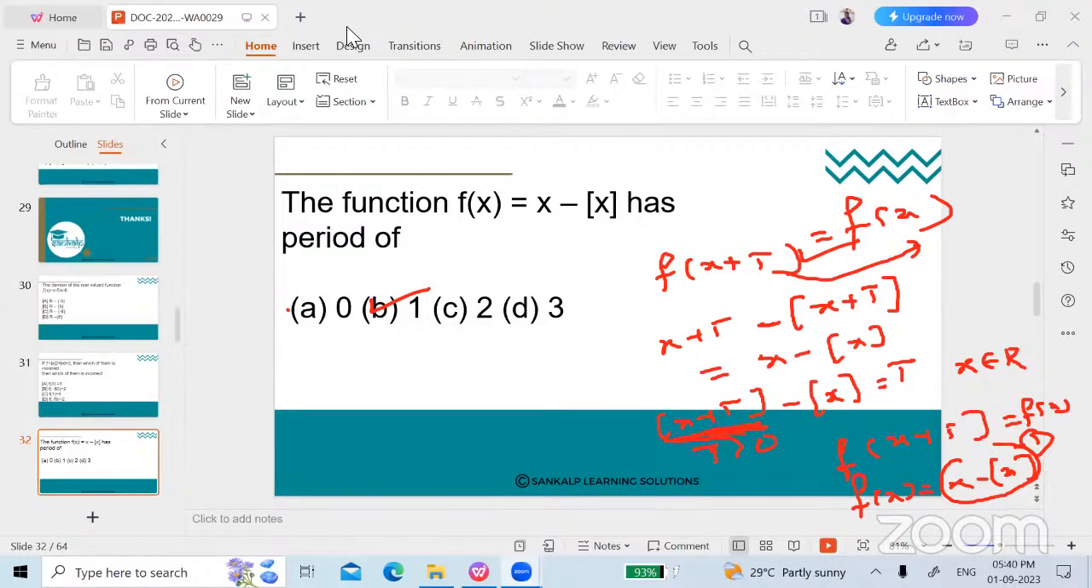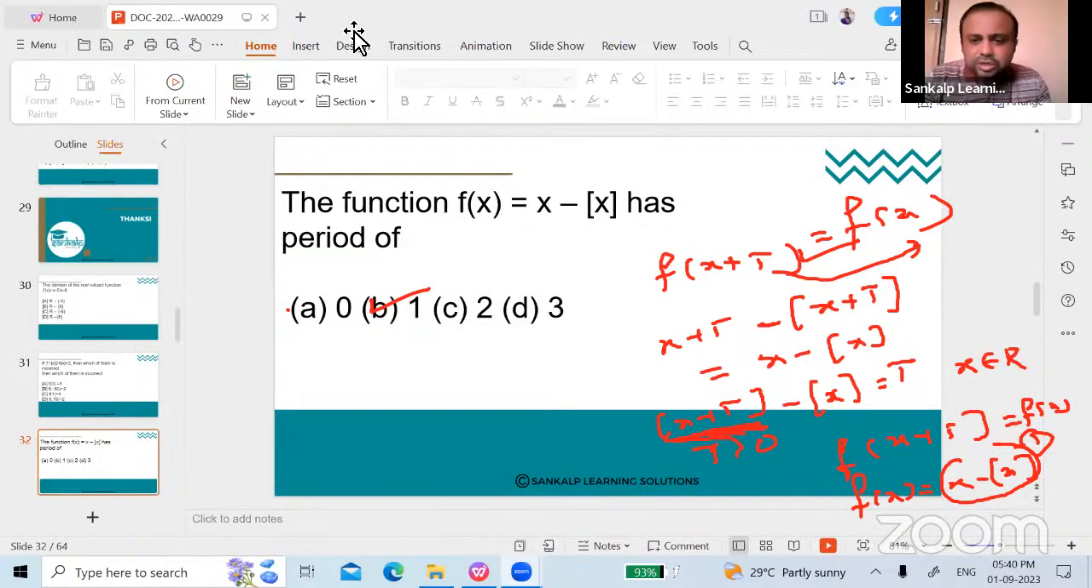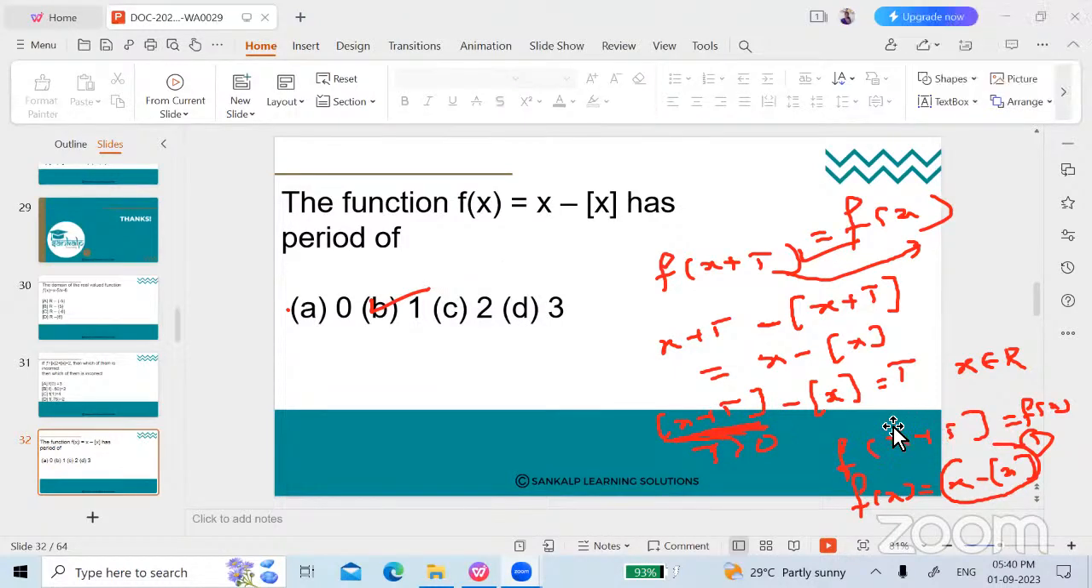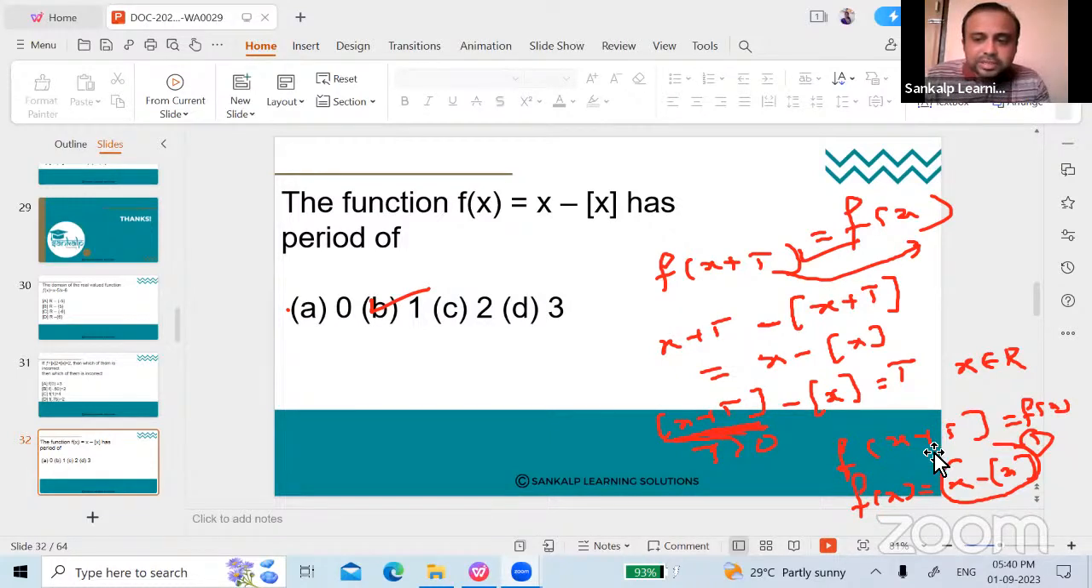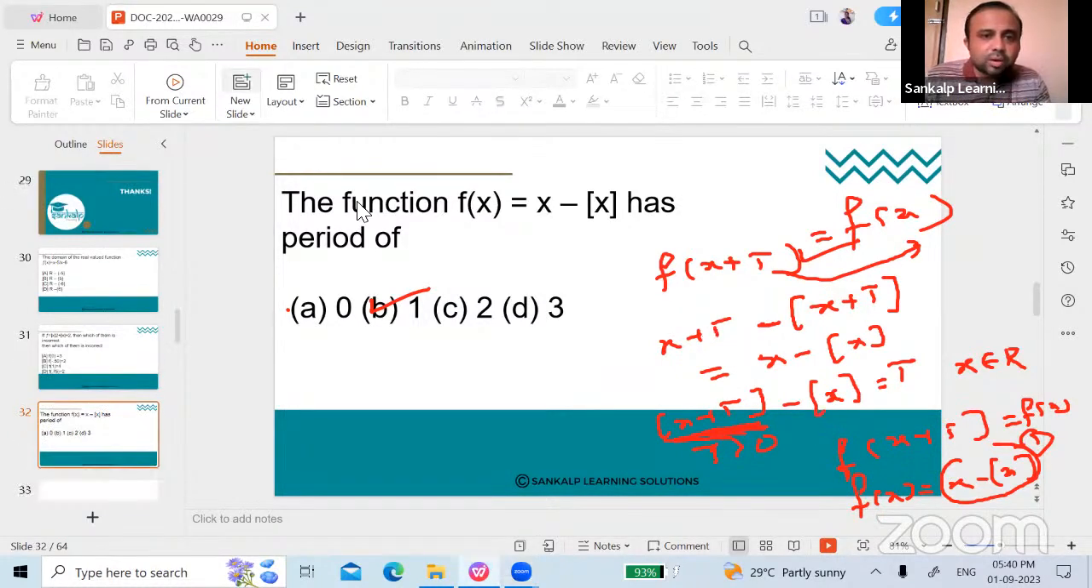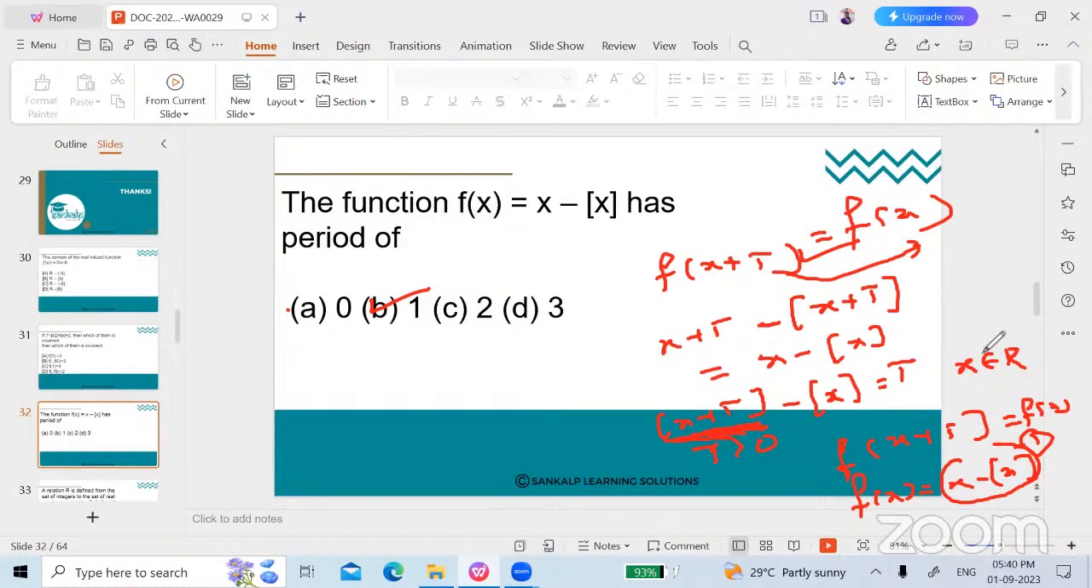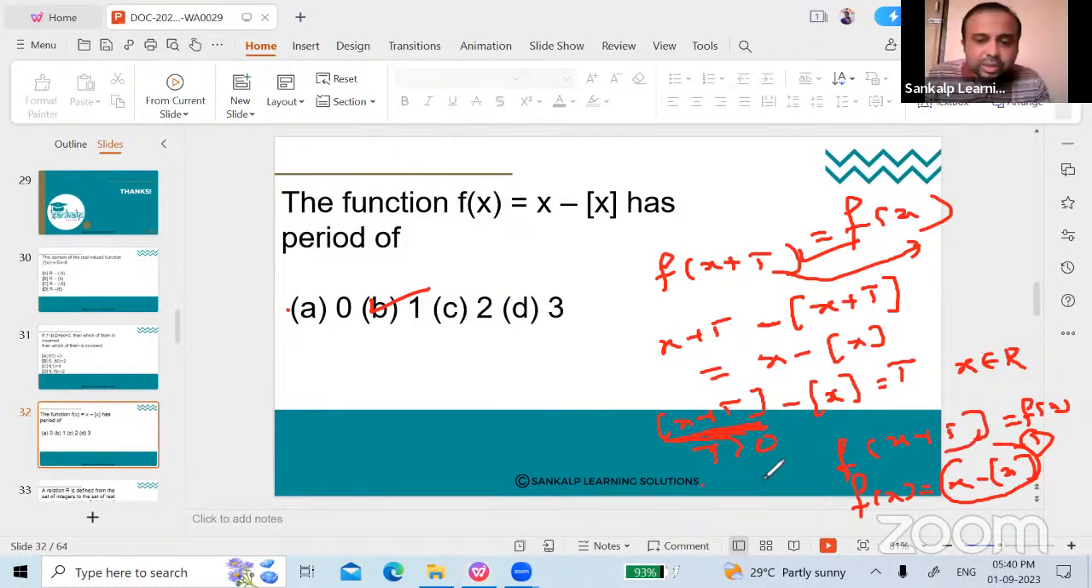Sir, explain the last two steps. Here x belongs to R. So f of x plus t is equal to f of x, because it is the initial condition. And t is greater than 0, because t is a positive real number.